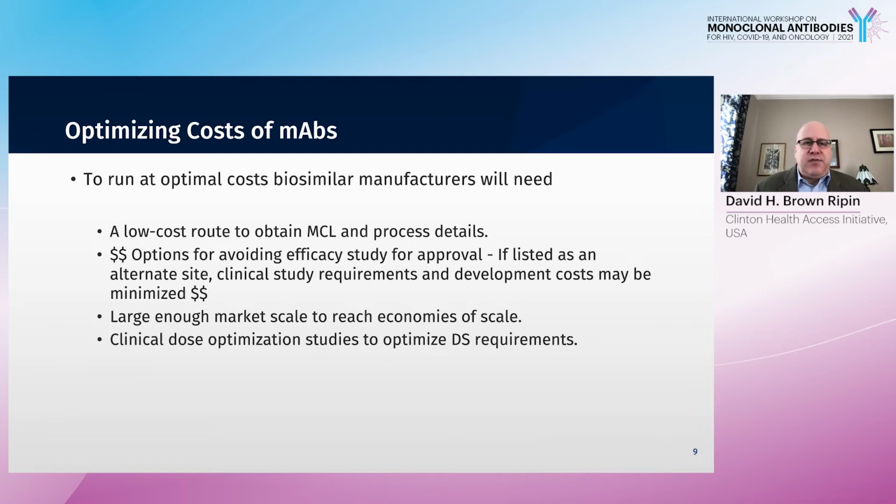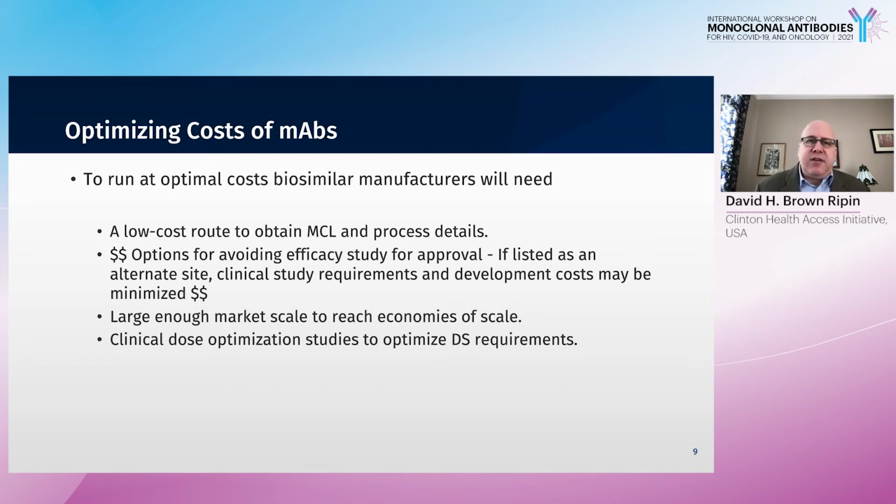Optimally, we would need for the biosimilar manufacturers to have a low-cost route to obtain the master cell line and the process details for growing that master cell line. So where we have a standard of voluntary licensing for small molecule products, often with included tech transfer documentation, we would additionally need access to the master cell line to have an analogous type of transfer for a monoclonal antibody. We would need to look closely at options for avoiding the need for a full efficacy study for approval.